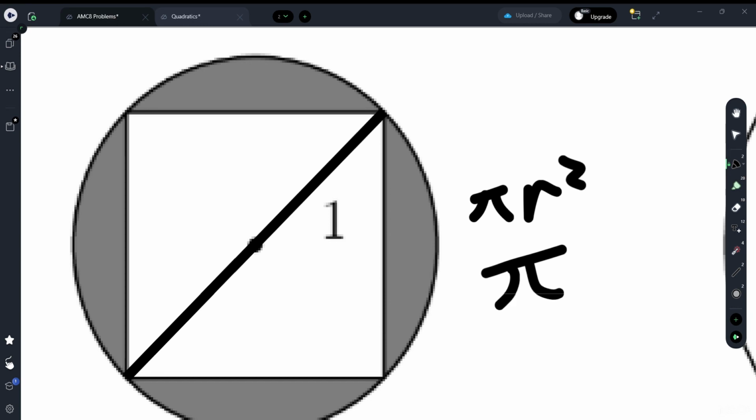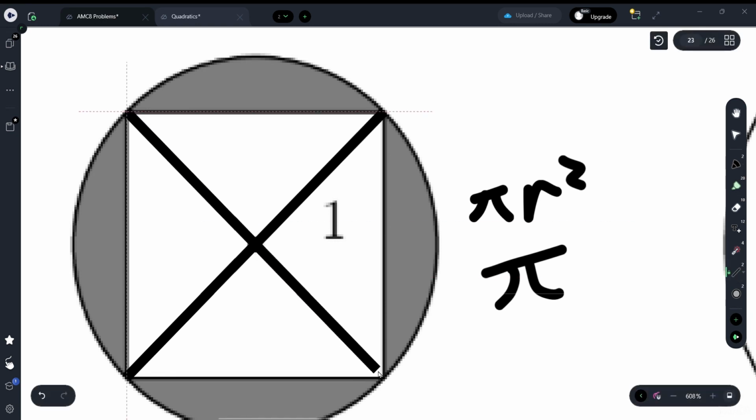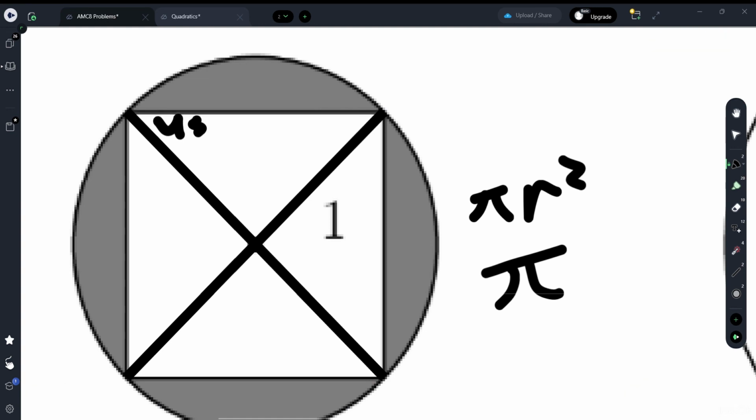Well, one thing we can notice is that if we draw both diagonals here, it makes a 45, 45, 90-degree triangle right here with these two sides being 1, or we could just straightforwardly use the Pythagorean theorem, so we know this side length is √2.